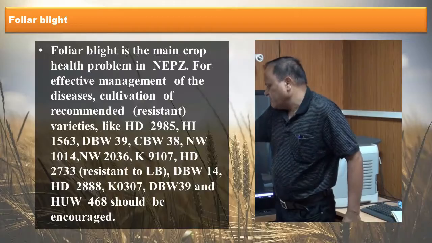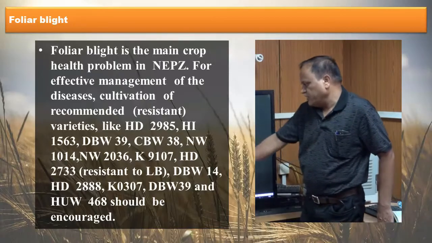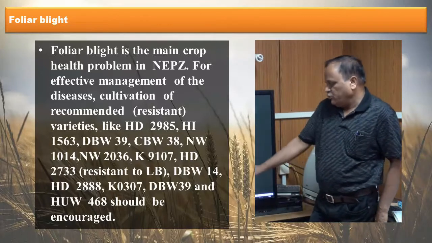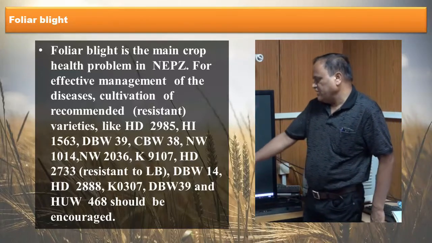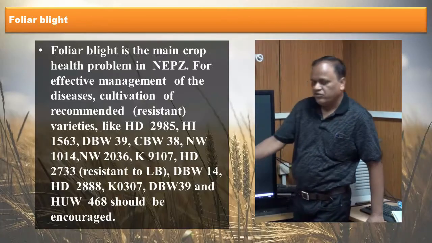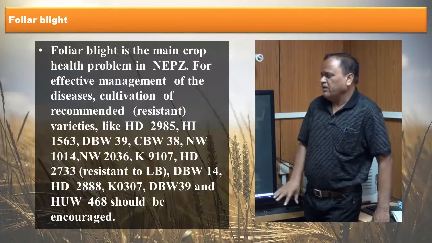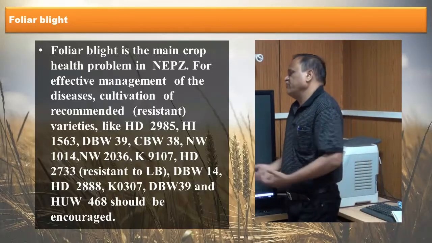And these all are timely sown varieties. Late sown varieties like DBW 14, HD 2888, K0307, DBW 39 and HUW 468 should be encouraged to grow in this area to escape from the foliar blight.